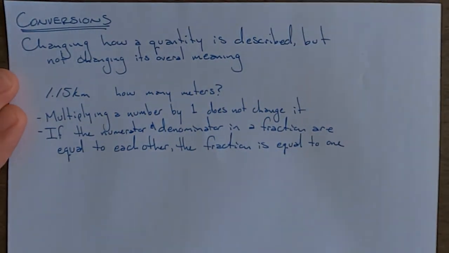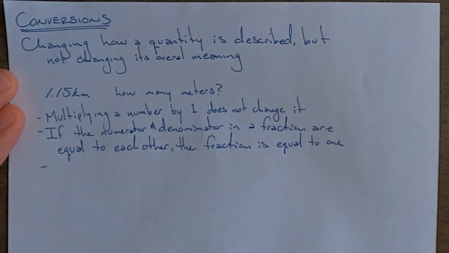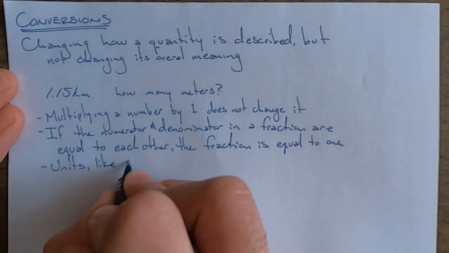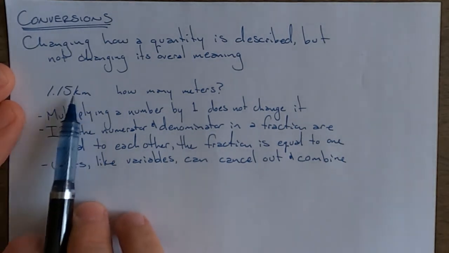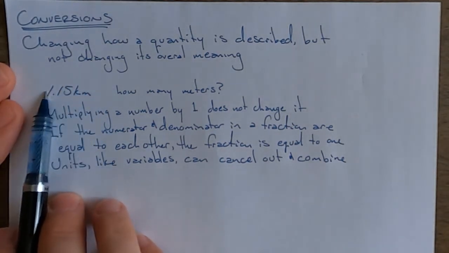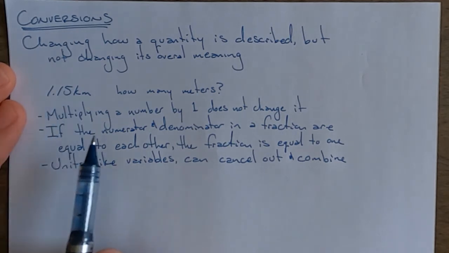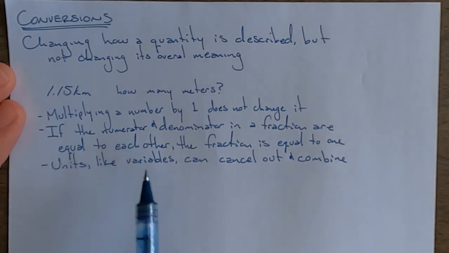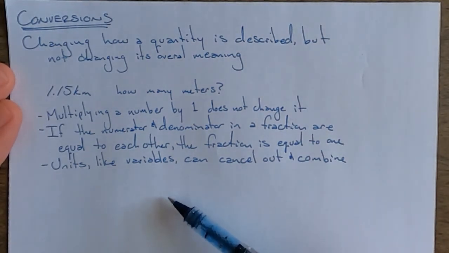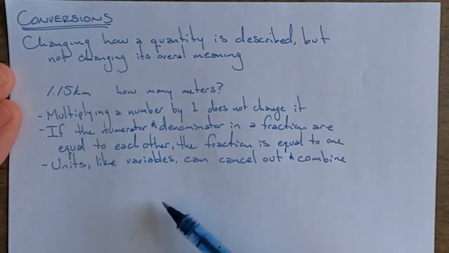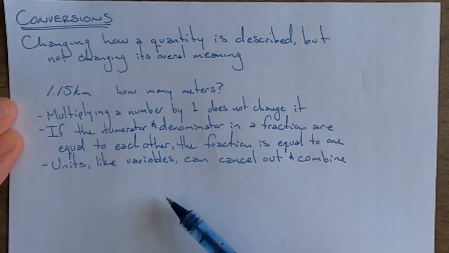And the last piece of this that really makes conversions work is that units work just like variables in that they cancel out and combine. And so the general strategy for conversion is to take something that you're trying to convert and multiply it by a fraction where there are different units on the top and bottom of the fraction, but that the numbers that go in for those units are equal to each other. It's best explained through this example.